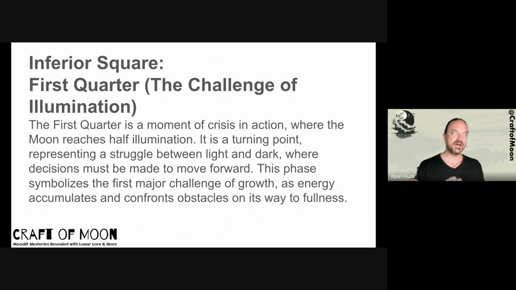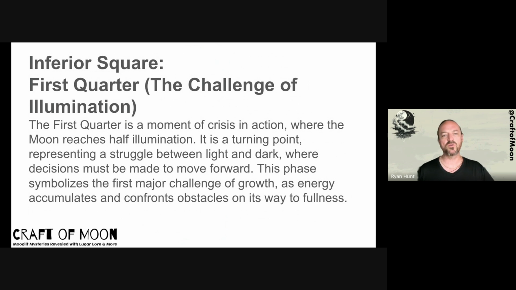We call a planet inferior when it's in that direction, what they call the secondary motion of the sky. If you were at the center and looking out, when the planet is to the left-hand side, then that is the inferior position. And this represents the challenge of illumination.